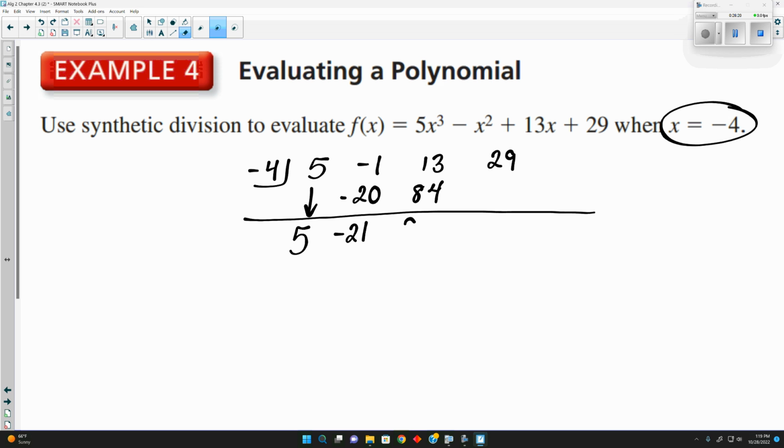13 plus 84 is 97. Then we do 97 times -4. Well, it's going to be negative 388. And last but not least, we can add straight down. So 29 plus -388 is -359, yeah.